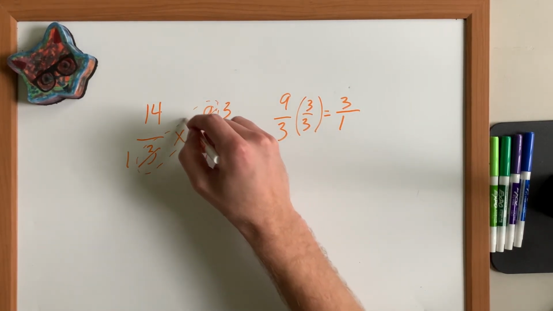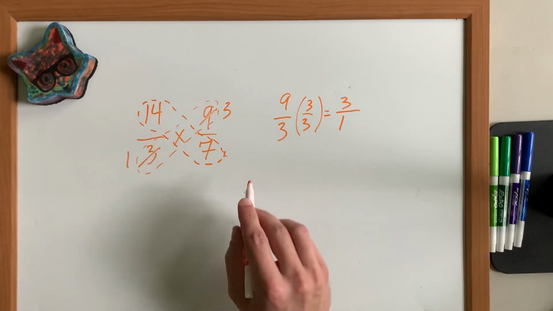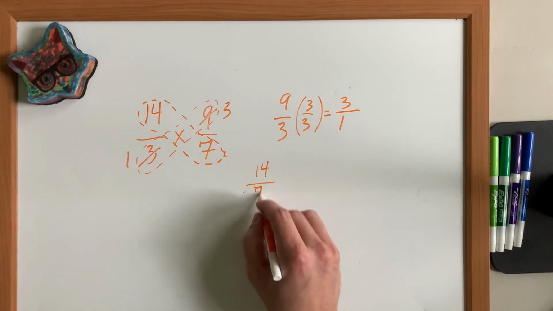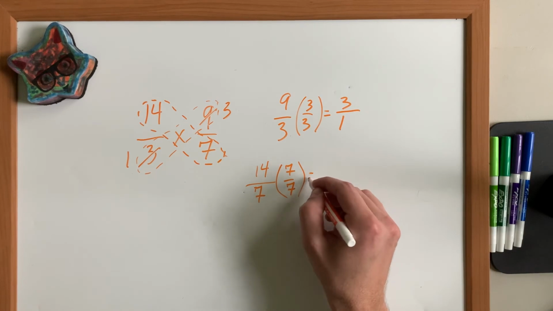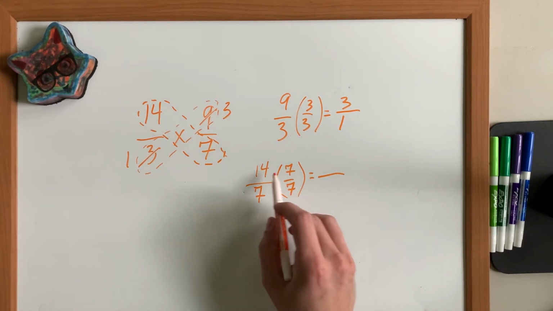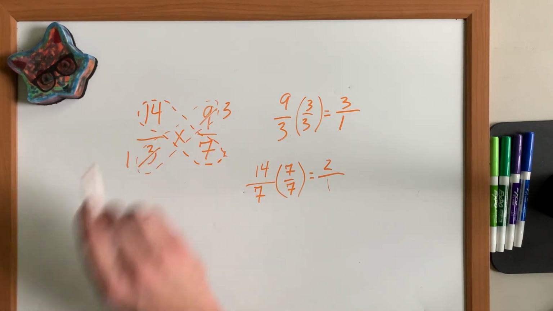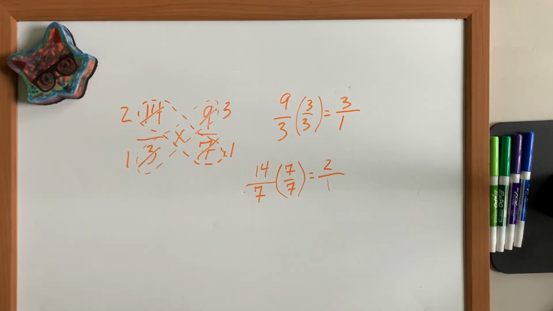How about the other diagonal? Yeah, I can write 14, because it's in the numerator, over 7 is in the denominator. And if I divide 7 out of the numerator and denominator, I'm going to get 14 divided by 7 is 2, and 7 divided by 7 is 1. So let's go ahead and cancel 7 out of each of these. And I get 1 and 2.